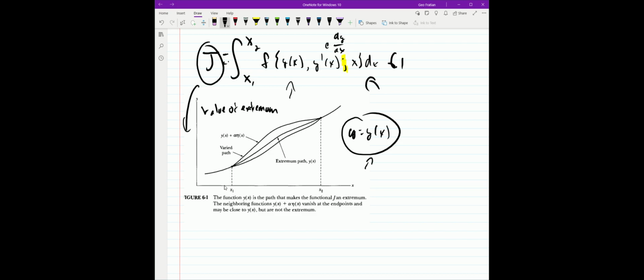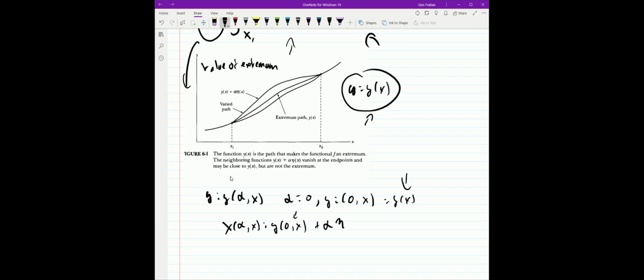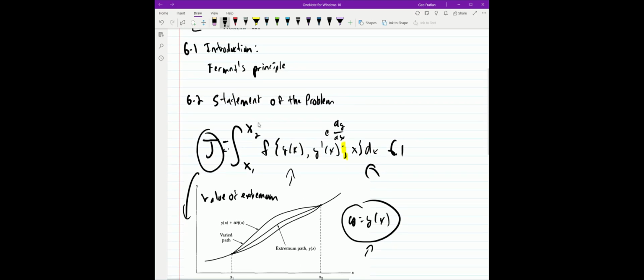Okay. The definition of the neighboring function can be made as follows. We can give all possible functions a parametric representation. So y is equal to y of alpha, x, and we can set alpha equal to 0, y equal to the starting value, which is just y of x, and this is our generic value. And then whenever we increase alpha, we can set y of alpha, x equal to y of 0, x, our minimum value, plus alpha times some other function, where this function right here has a continuous first derivative that vanishes at the limits of integration here.